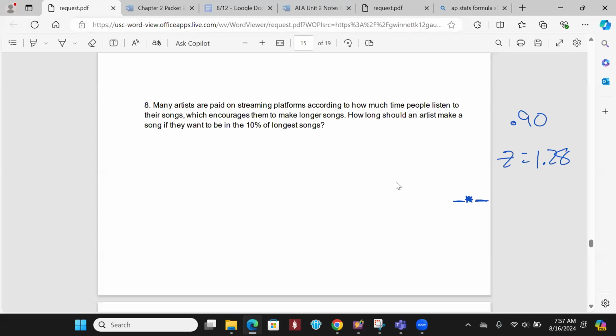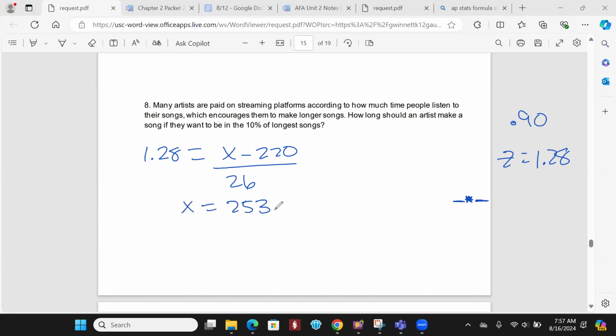So coming back in here, if we have a z-score of 1.28, we're going to set that equal to x, which we don't know the value yet, minus our mean, which is 220. Standard deviation is 26. Now we can solve for x. So what are we going to do first? Then we're going to add 220. So x should equal 253.28 seconds. Check and make sure that's right.